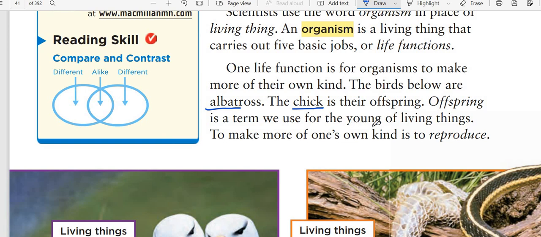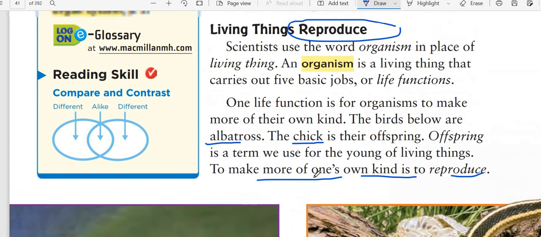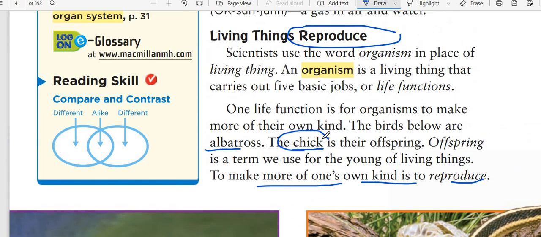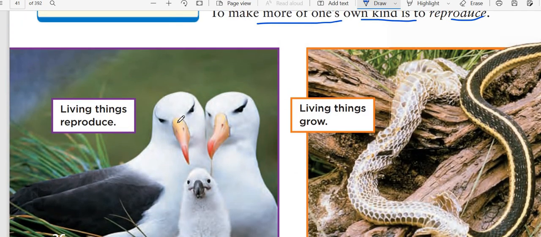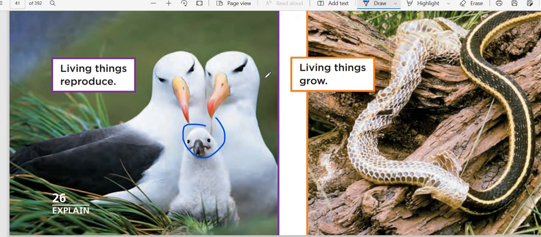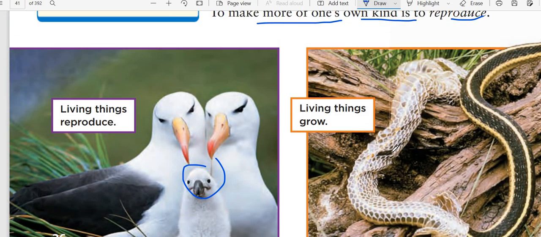Offspring is a term used for the young of living things, to make more of one kind, to reproduce. Okay, so the baby is the offspring, and this is the parent who is giving the new offspring. Living things reproduce, which means they give rise to another member of the same kind. Living things can grow, which means they are getting bigger.